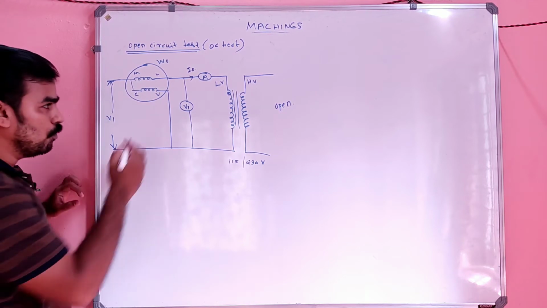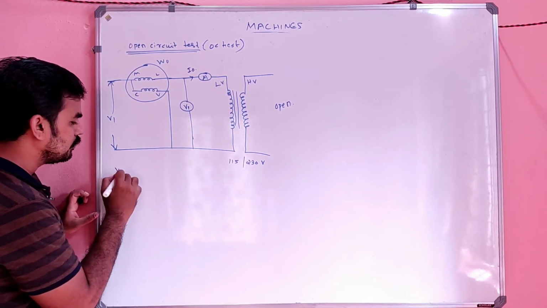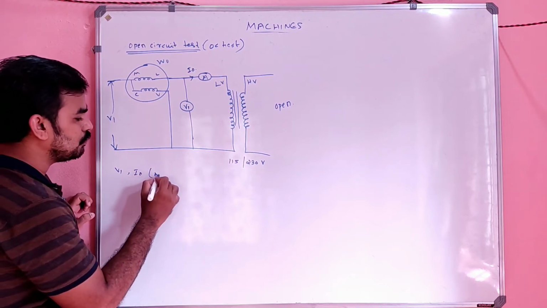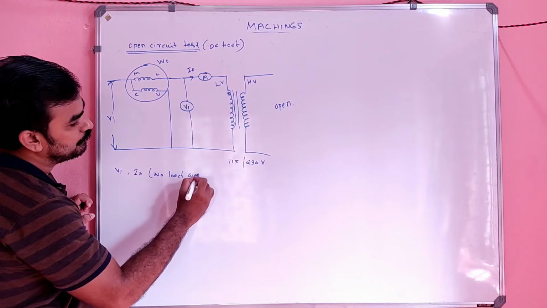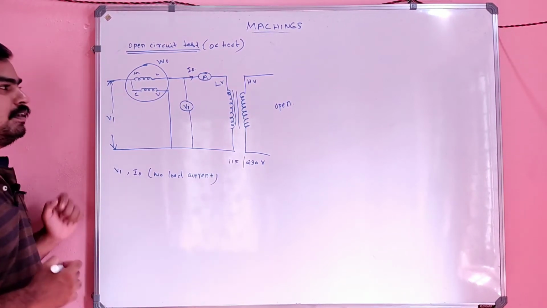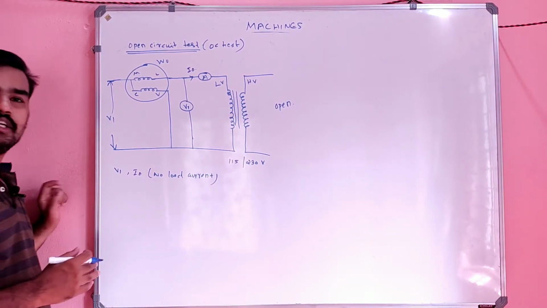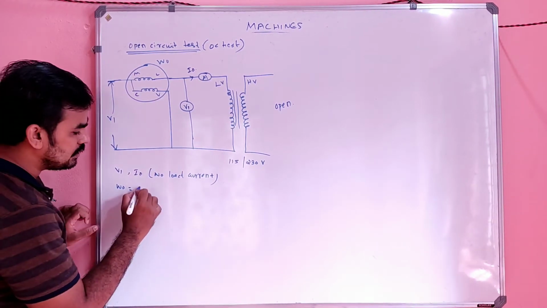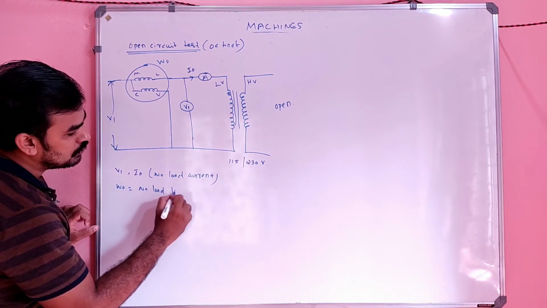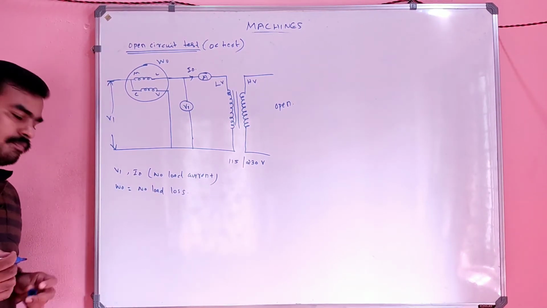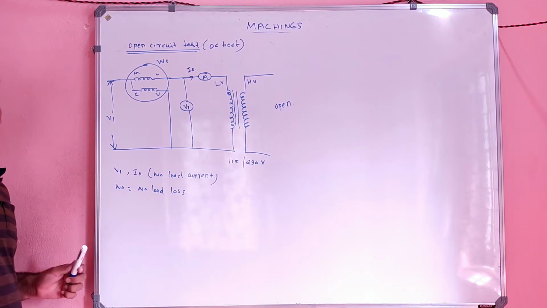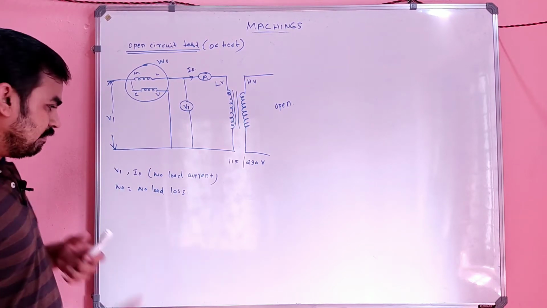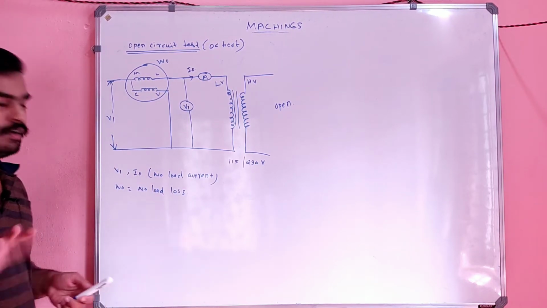Note down the value of voltage at that point, let it be V1, and note down the value of current, which is nothing but I0, the no load current. So you simply measure no load voltage and no load current. You can also read the wattmeter, which gives the no load loss. That's all about this no load test. The experiment is done, and later it's a calculation.